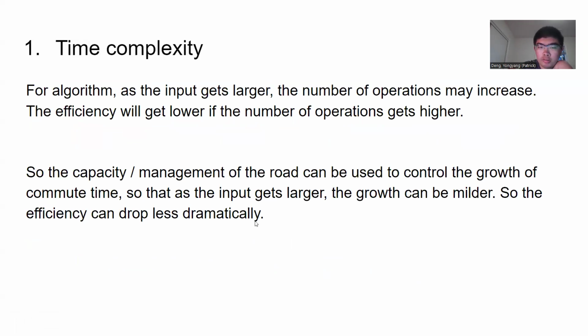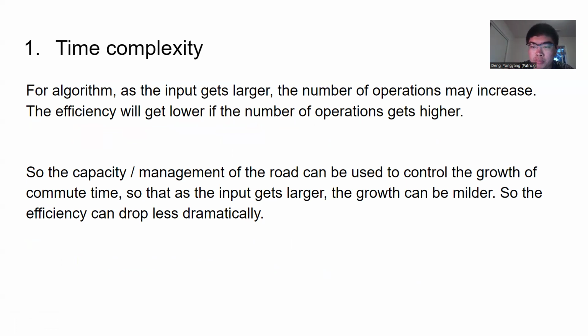So for an algorithm, if the input gets larger, of course the number of operations will increase. Let's say I set my counter to 10 and I want to loop just 10 times. If I input 1,000 into the counter, the loop will run 1,000 times. So the input 1,000 will have 990 more operations than the input of only 10. So the number of operations will increase.